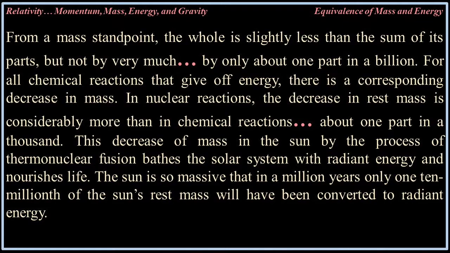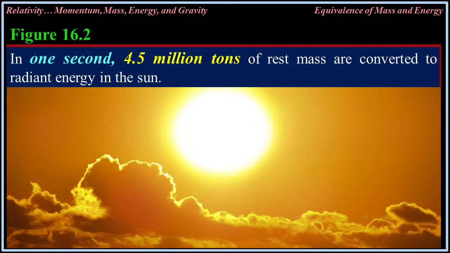This decrease of mass in the sun by the process of thermonuclear fusion bathes the solar system with radiant energy and nourishes life. The sun is so massive that in 1,000,000 years, only 1/10,000,000th of the sun's rest mass will have been converted to radiant energy. Figure 16.2. In 1 second, 14.5 million tons of rest mass are converted to radiant energy in the sun.